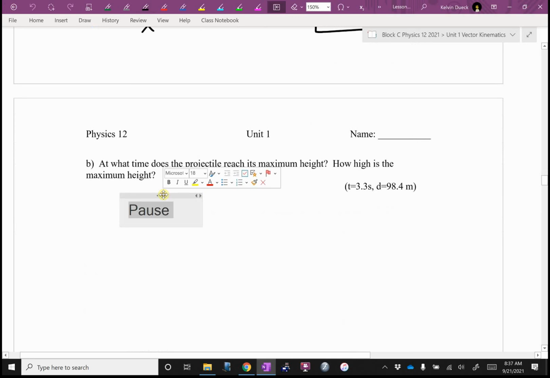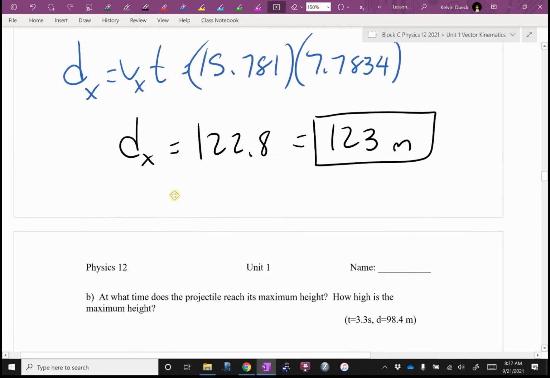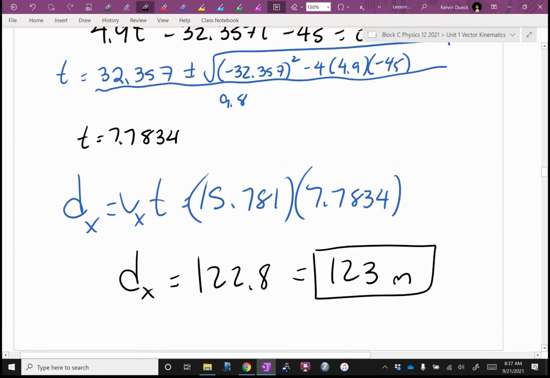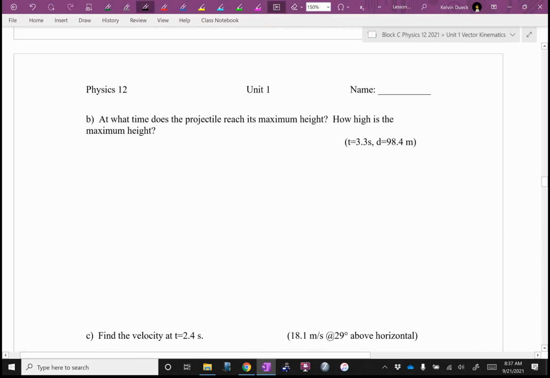Part B also wants us to find time, but not total time of flight. We'd found the range in part A, but first of all, we spent most of our time finding the total time of flight. Part B says, at what time does the projectile reach its maximum height? Maximum height, does that sound like we're going to solve it vertically or horizontally?